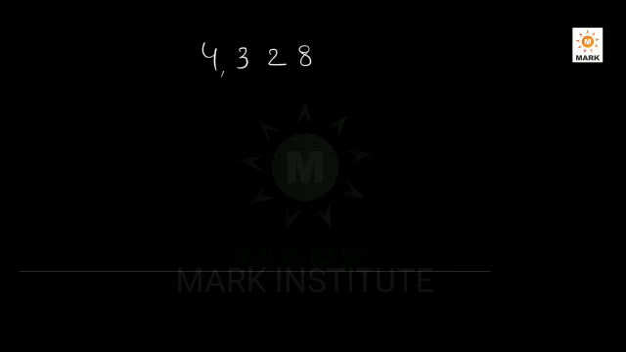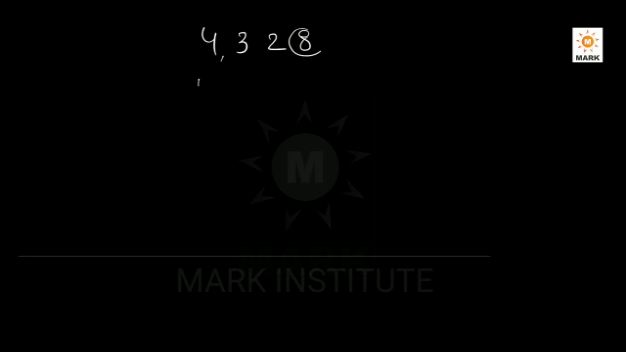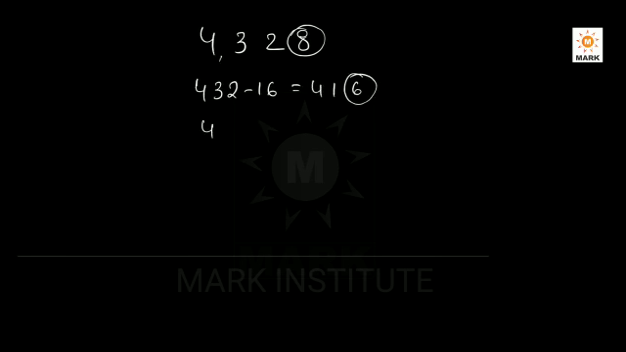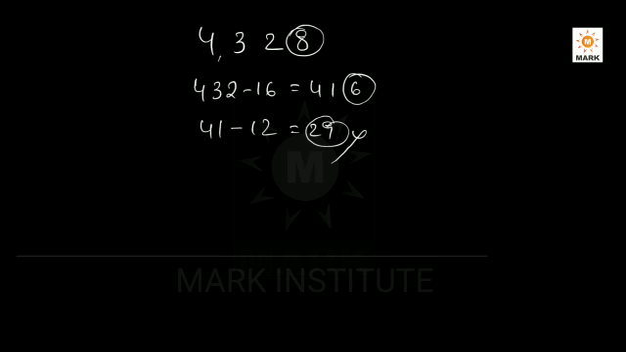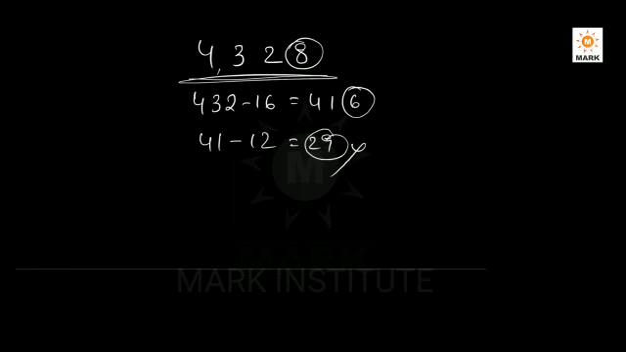One more number I am taking for you. Suppose 4,328, any natural number I am taking at random, whatever comes to mind. Double of 8 is 16. So 432 minus 16 is equal to 416. Again take 6, double it, so 12. 41 minus 12 is equal to how much? 29. Friends, 29 is not any multiple of 7. So clearly you can say 4,328 is not exactly divisible by 7.